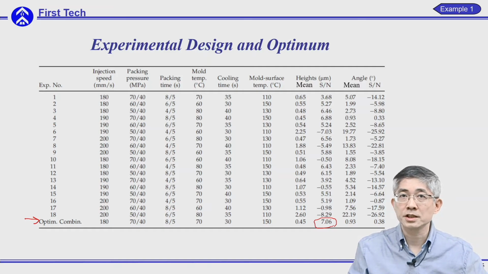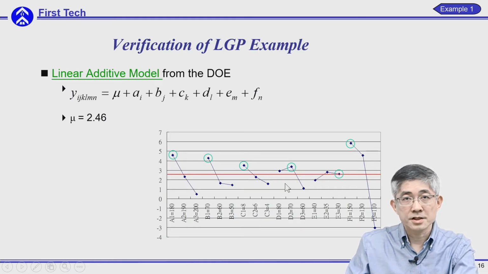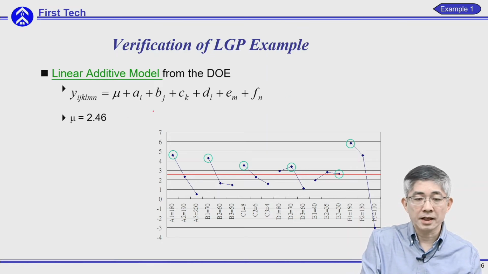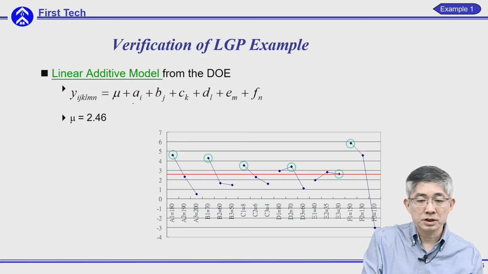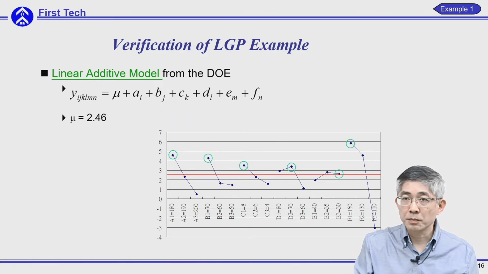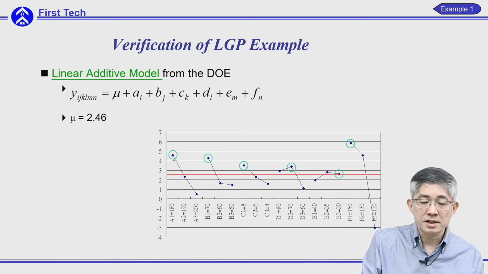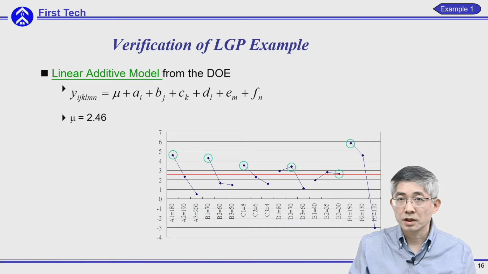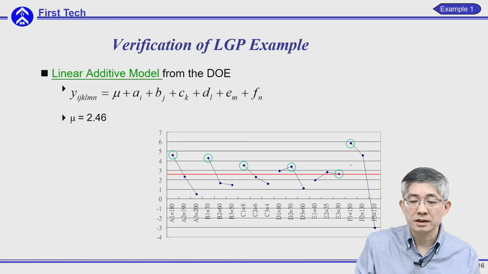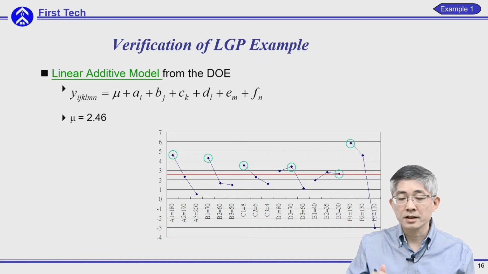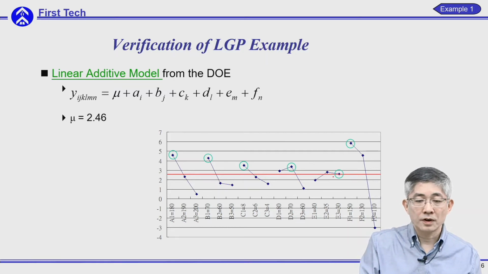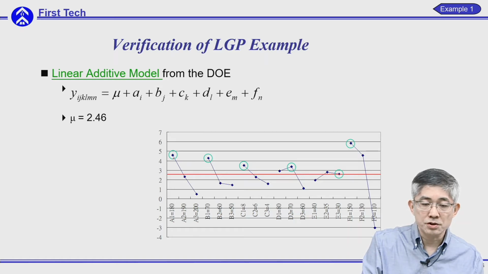So let's establish the linear adaptive model and use the verification table to examine the data. This is the adaptive model for this LGP example. We have 6 control factors, and this is the mean value. So the linear adaptive model is shown over here. This is the effect plot for this example. You can see that this green circle represents the best combination where we have the largest SN ratio. Certainly E is a trade-off between the angle and the height, so we settle with E3 rather than E2.